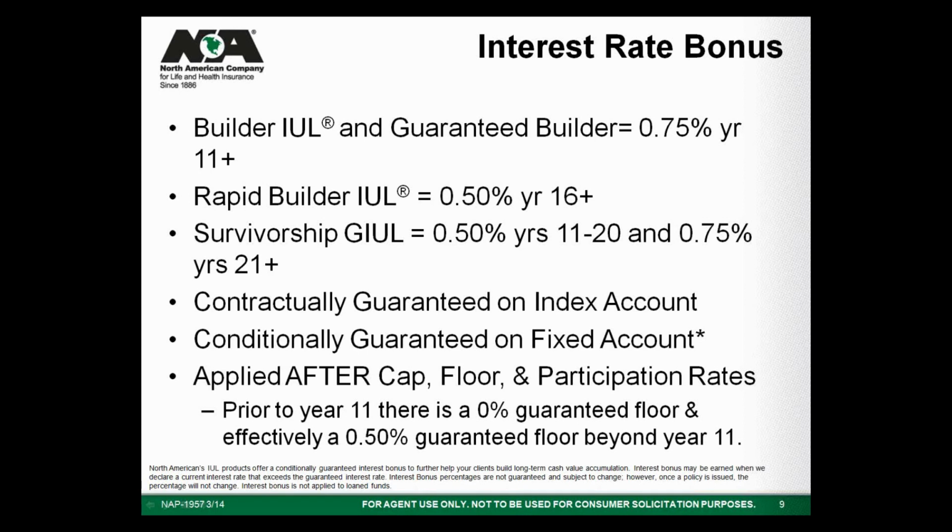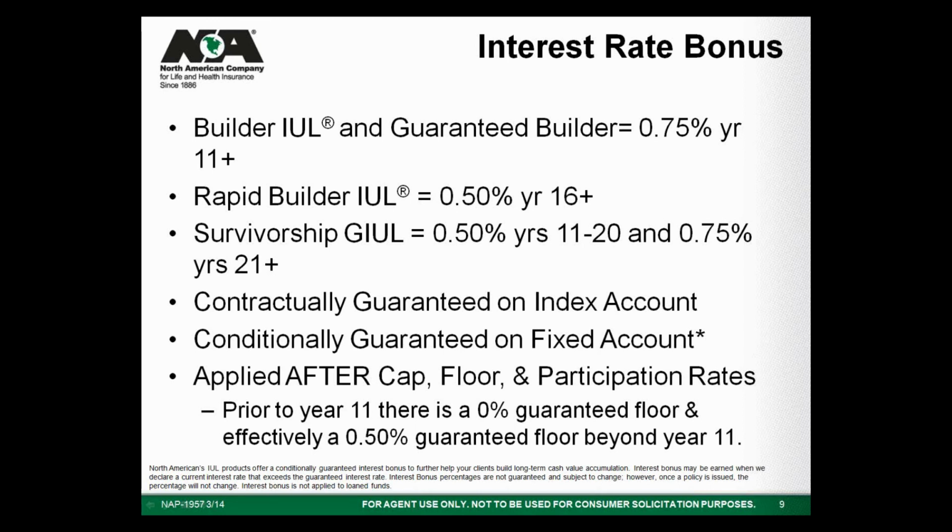The Rapid Builder, just how that product is built, it's not quite as generous of an interest rate bonus, and it happens in year 16. Our Survivorship, it's 0.5%, years 11 through 20, and then it kicks up to 0.75% years 21 plus. As I said, it is contractually guaranteed on an indexed account. It is conditionally guaranteed on the fixed account. But generally speaking, if you're in an indexed product, you're going to be in an index account.